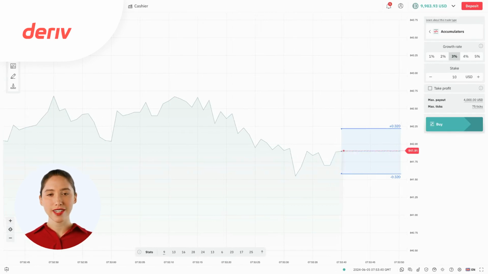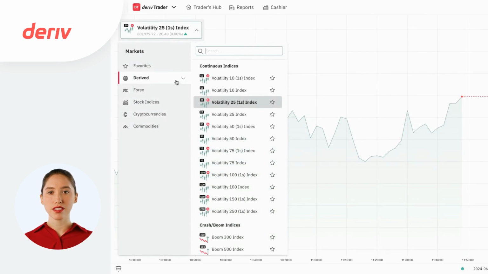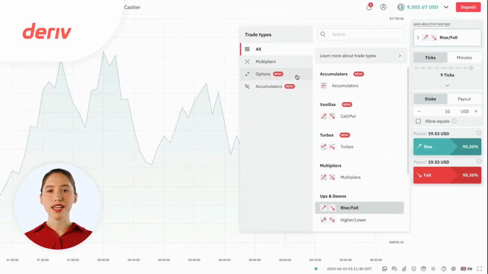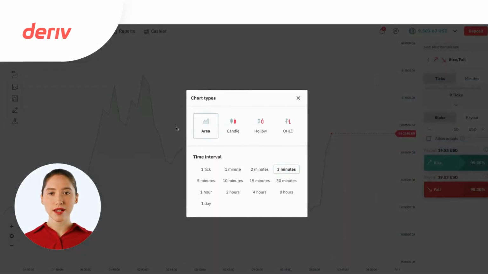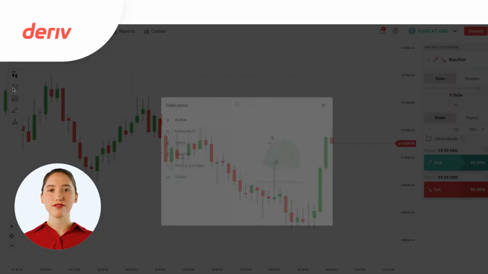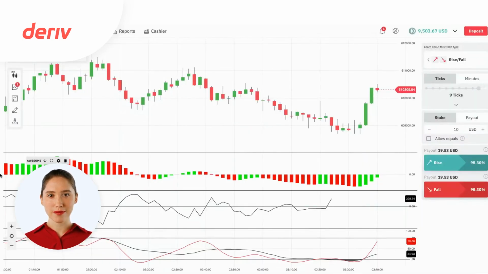Deriv Trader is designed with you in mind. Discover a wide range of markets, such as derived indices, forex, stock indices, cryptocurrencies, and commodities. Choose from various trade types, including digital options, multipliers, and accumulators to suit your trading strategy. Personalize your trading dashboard to match your preferences. Select from a variety of chart types, timeframes, and technical indicators to create the setup that works best for you.